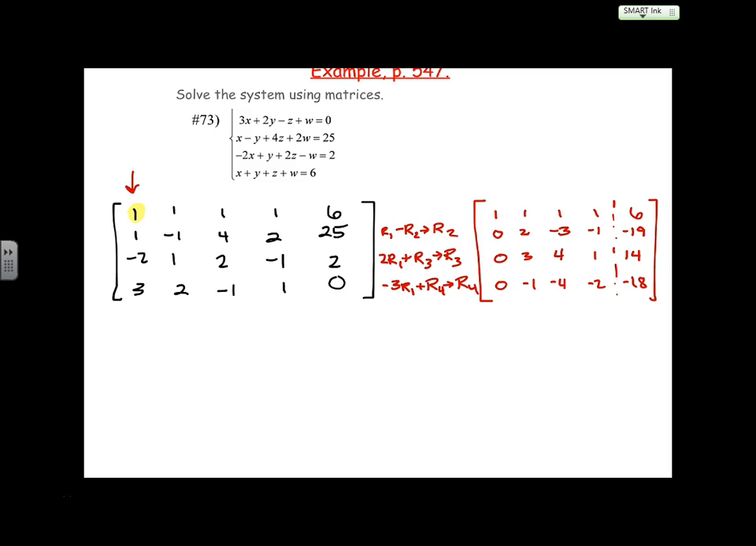Woo! Column 1. Guess what? Done, right? Column 2. Column 2. Let's establish the 1.